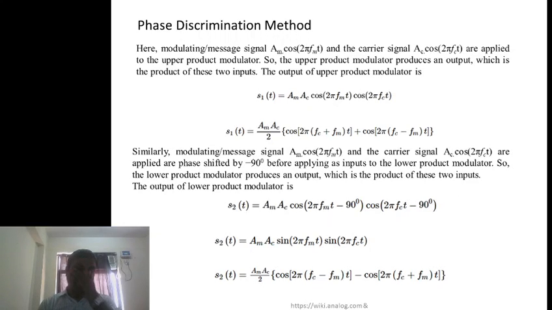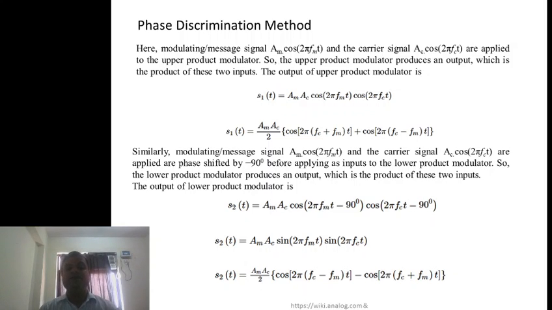This whole concept can be expressed by some mathematical equations. Here I am considering m(t) is Am cos 2 pi fm t, and the carrier signal c(t) is equal to Ac cos 2 pi fc t. Then we multiply Am Ac with these cosines. After using trigonometric manipulation, we get fc plus fm and fc minus fm, which becomes s1(t). Similarly, the second signal is the 90-degree phase shifted version.